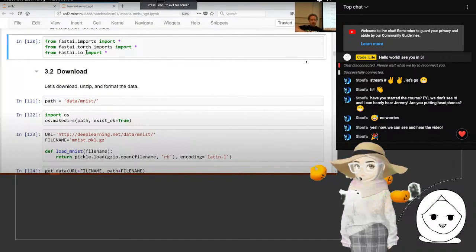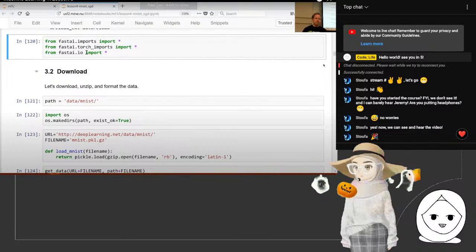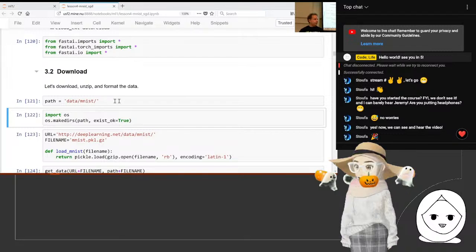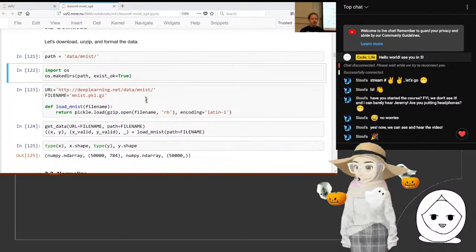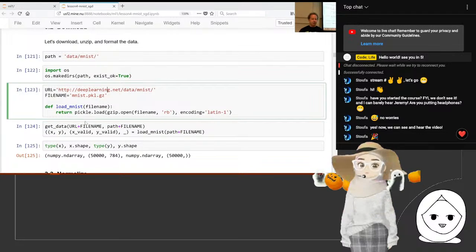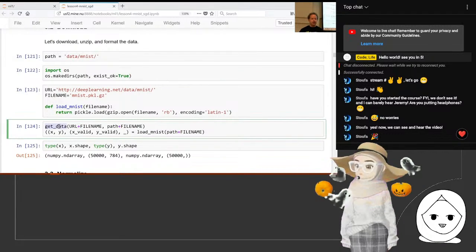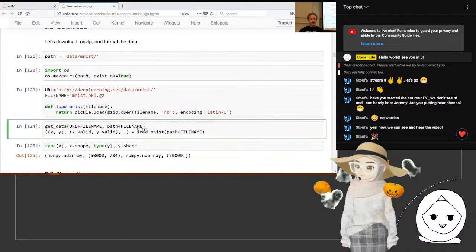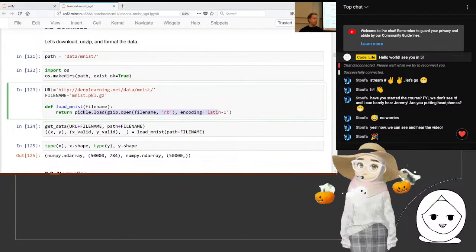So we're gradually going to dig in further and further. All right, so the data for MNIST, which is the name of this very famous data set, is available from here. And we have a thing in fastai.io called get_data, which will grab it from a URL and store it on your computer, unless it's already there, in which case it'll just go ahead and use it. Then we've got a little function here called load_mnist, which simply loads it up.